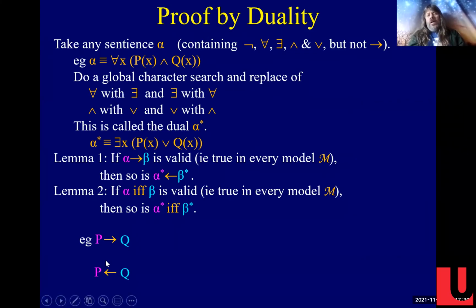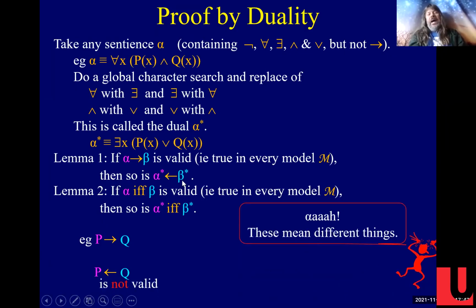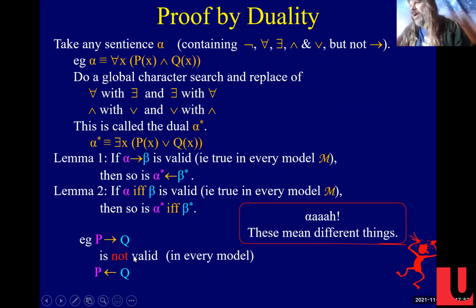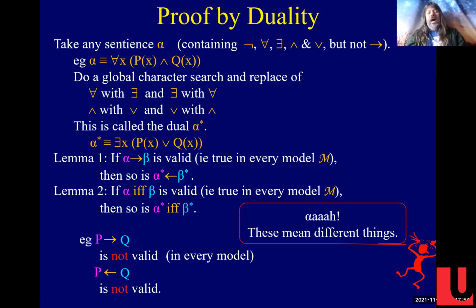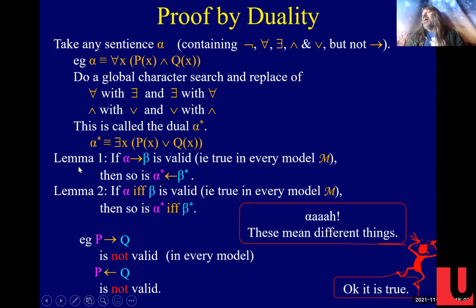And so that says something's wrong with this theorem, right? And what's wrong is that it doesn't say if this is true in your model, then this will be true in your model. It says if this is valid, i.e. it's true in every model, then this will be true in every model, right? And P implies Q is not true in every model, right? And hence, it's completely reasonable that Q implies P is not true in every model, and hence our theorem didn't fail, right? Does that make sense?